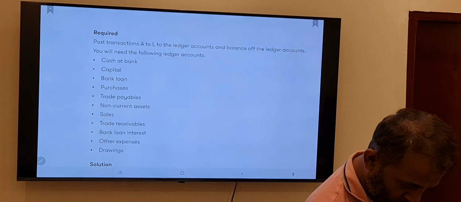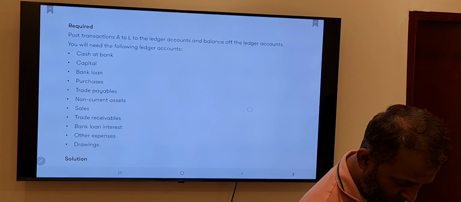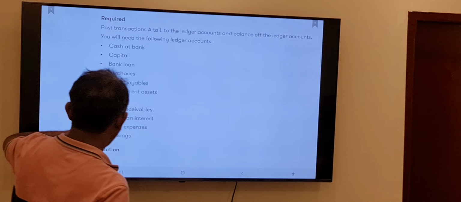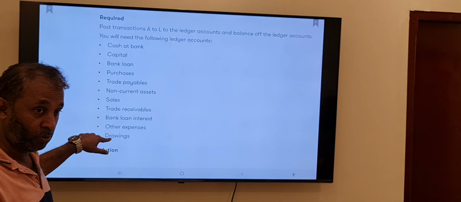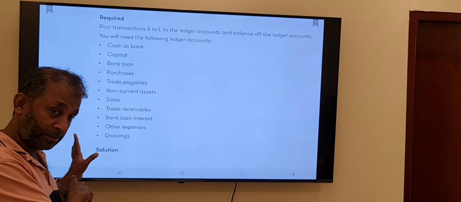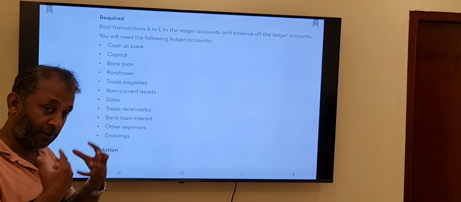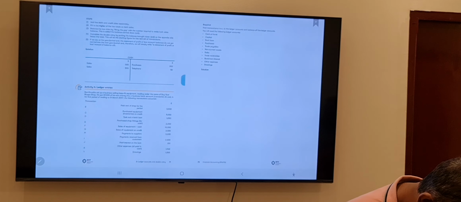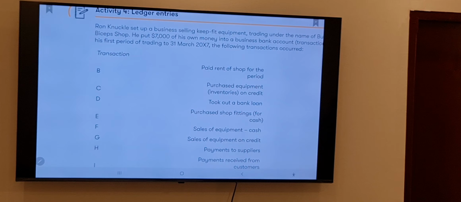What do they want? Post transactions A to L in the ledger accounts and balance the ledger accounts. You will need the following data accounts. Actually, this information they don't need to give. You should know. This is additional support they are giving. By reading the transaction, we should understand what type of ledger account we should open. Can we go one by one now? First one.